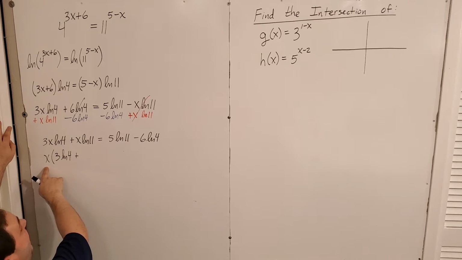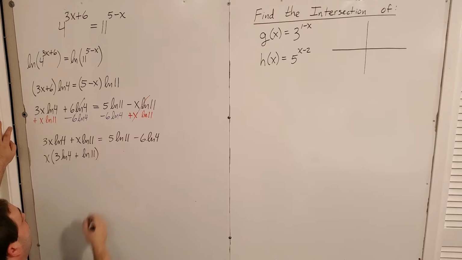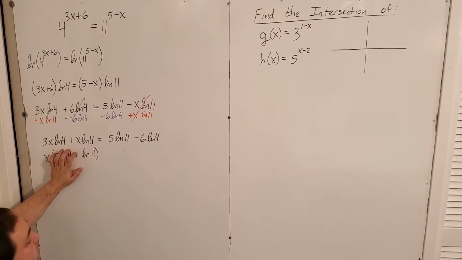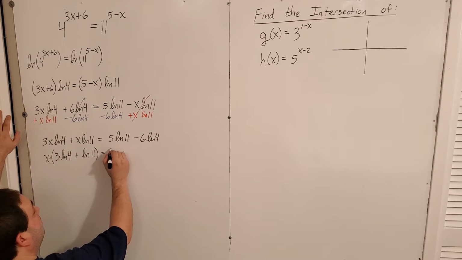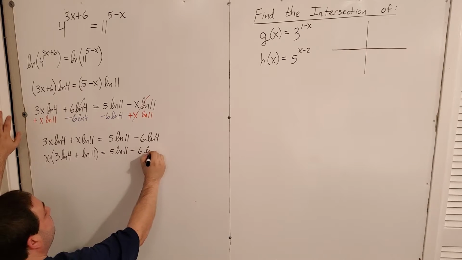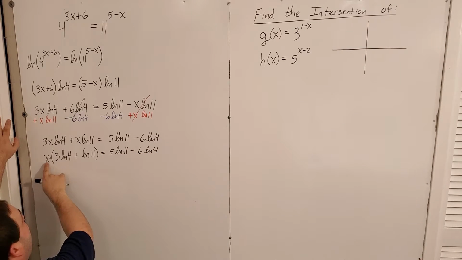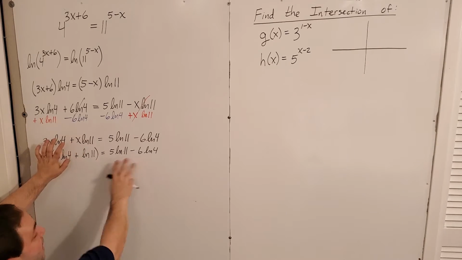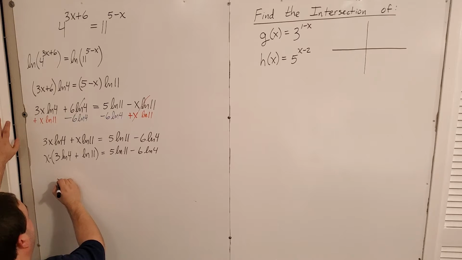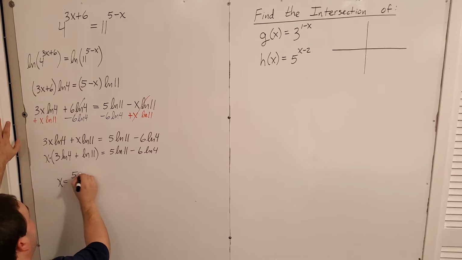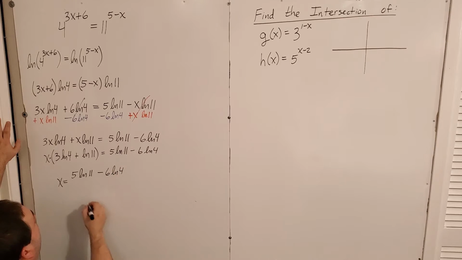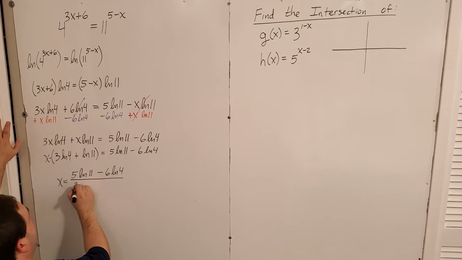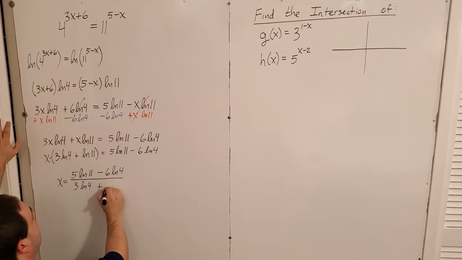One, it gives me a single x. Also, number two, it gives me a multiplication, and all of this is just a number, right? I'm sure it looks sort of complicated, but it's just a number. And the other side hasn't changed. So if I ever have x times a number, don't I just divide that number over? Sure. So I have x is equal to 5 ln of 11 minus 6 ln of 4, and then divide that by 3 ln 4 plus ln of 11.